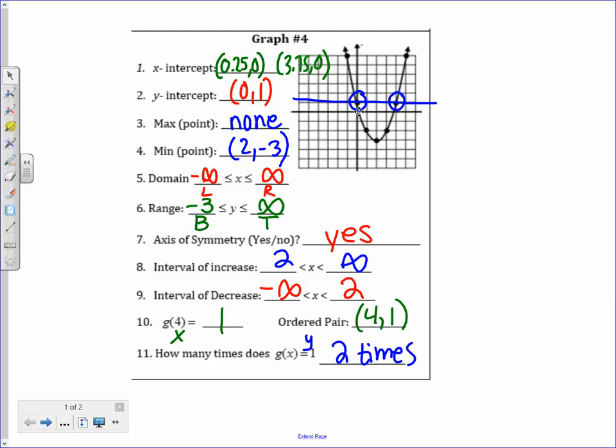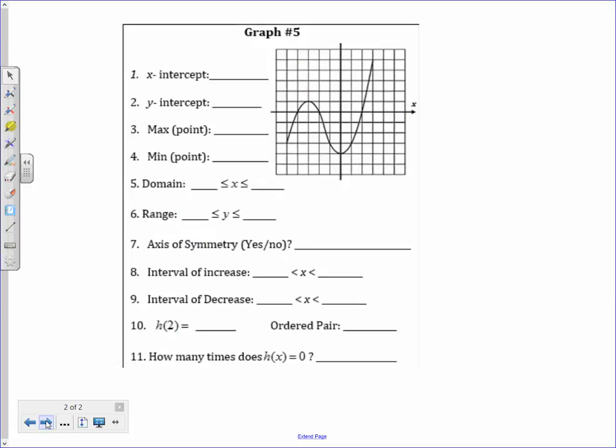Now let's look at graph number 5, which is the same, but a little bit different. There's going to be no arrows on number 5. First of all, let's start with x-intercepts. Now, it might be a little hard to see the axis here, so I'm going to color them in on the grid. You can do the same for yourself. So that horizontal is my x-axis, and the other one's my y.